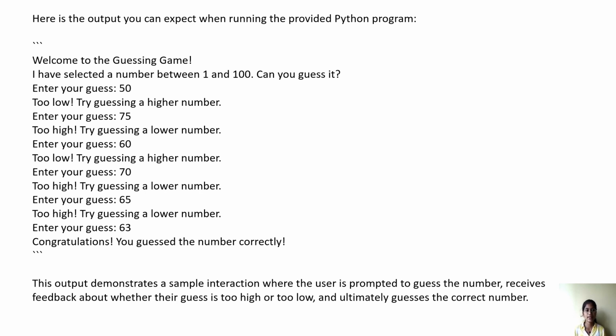Enter your guess 60. Too low. Try guessing a higher number. Then again I'll enter 70. It shows too high. Try guessing a lower number. Then I'll enter my guess as 65. Too high. Try guessing a lower number. Then I'll guess 63. Congratulations, you guessed the number correctly. This output demonstrates a sample interaction where the user is prompted to guess the number and given feedback about whether their guess is too high or too low, and ultimately guesses the correct number.